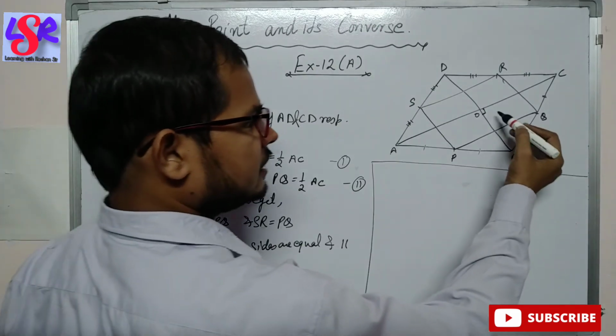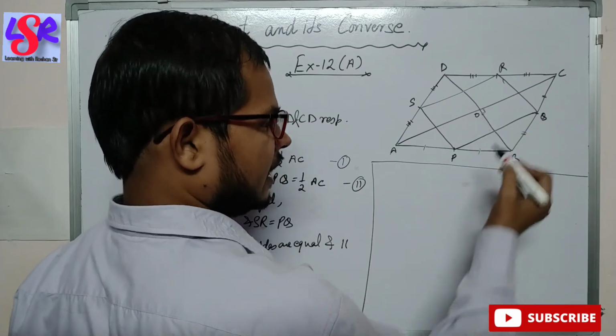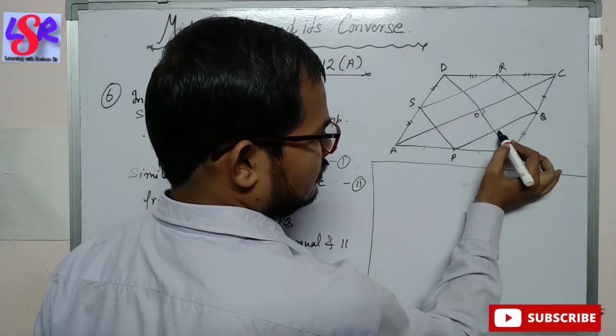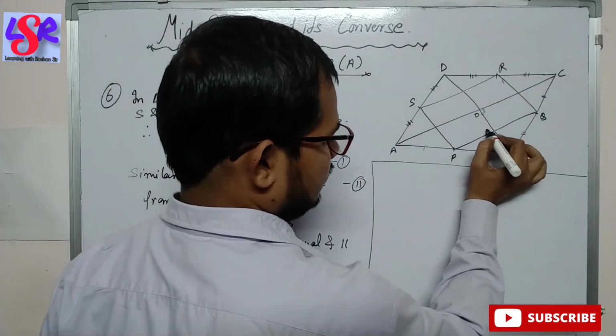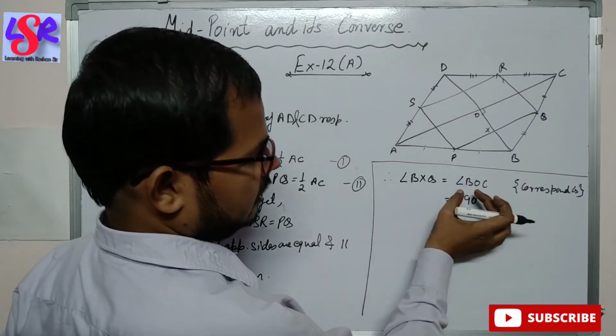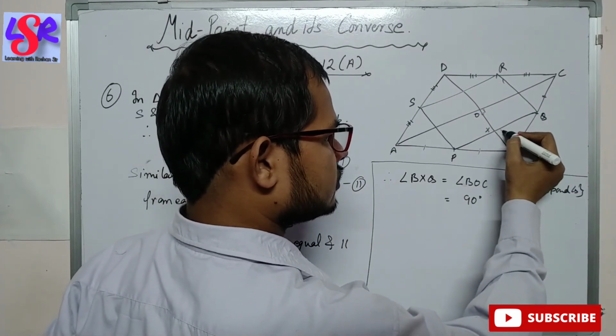Now here in this question, it has been given that the diagonals are perpendicular to each other. And we have proved PQ is parallel to AC. So this angle will be equal to this one as corresponding angles. Let this one be X. Therefore, angle BXQ equals angle BOC, which is 90 degrees. So here this is also 90 degrees.